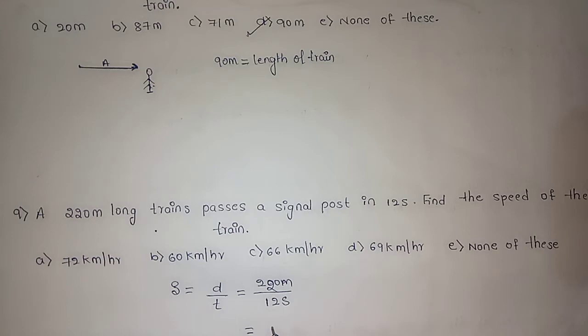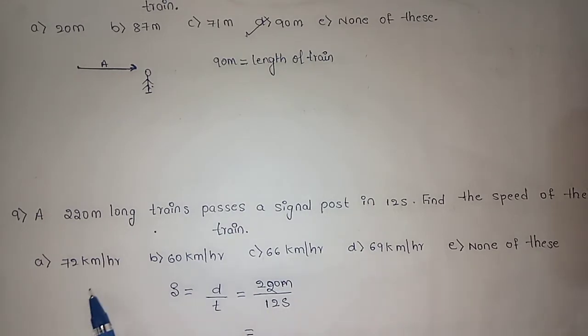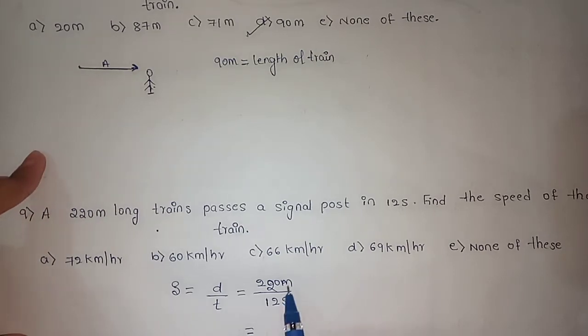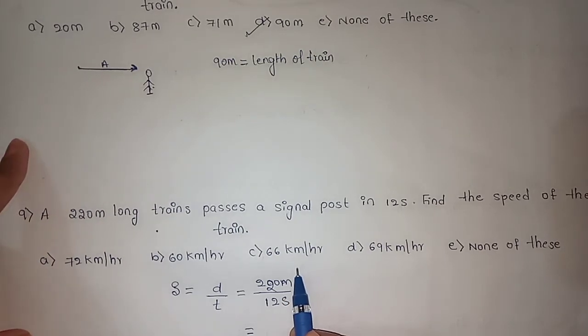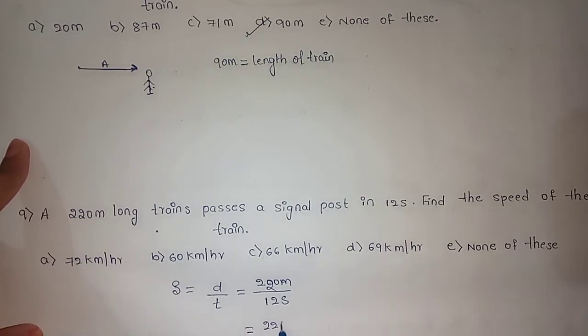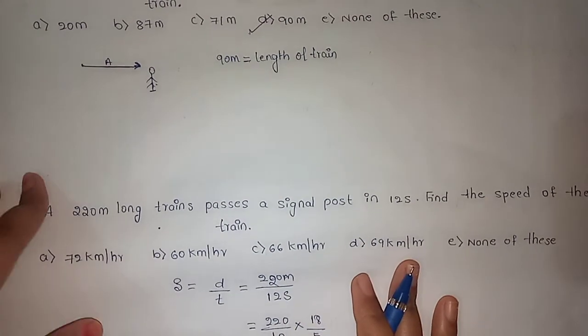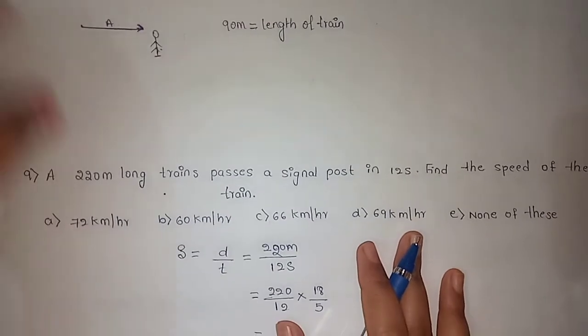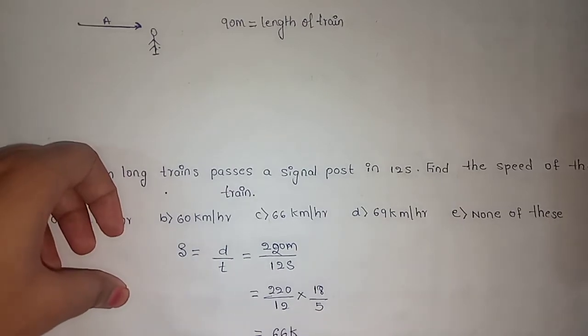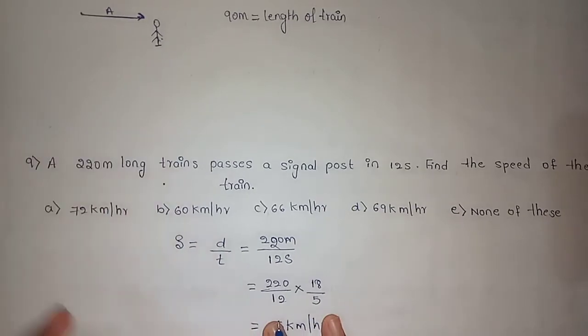See, all options are in kilometer per hour, but the given one is in meter per second. So I need to convert this meter per second to kilometer per hour. What is the formula to convert meter per second to kilometer per hour? Just multiply 220 by 12 by 18 by 5. After solving, you will get 66 kilometer per hour. Option C.